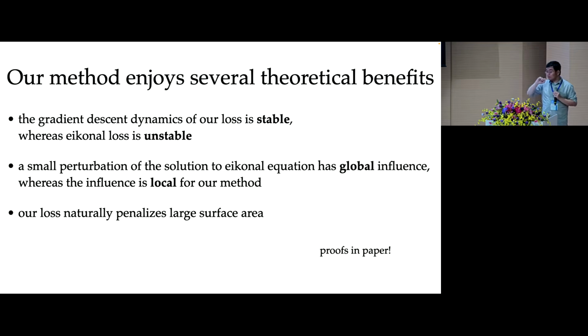And also, it's perturbation robust. If you put a small perturbation on the solution to the Eikonal equation, the entire solution will change. But in our loss, the influence is local, and it drops exponentially fast. And finally, this one is the most interesting, I feel. With this loss, you don't need any area regularization. It will just naturally penalize large surface area.